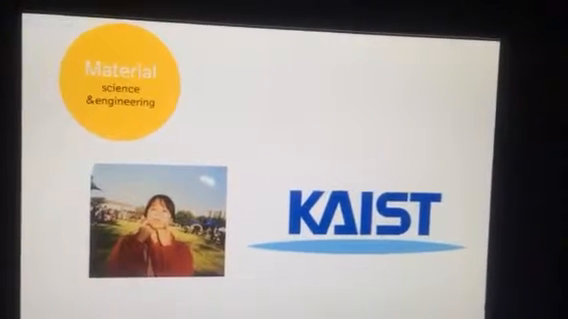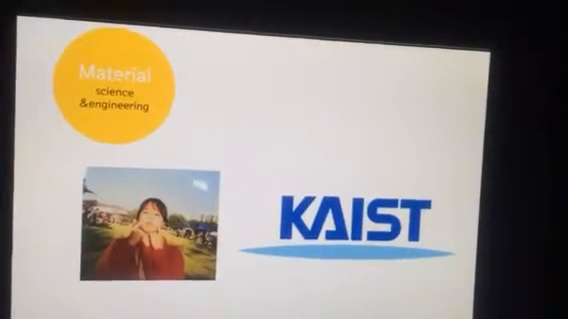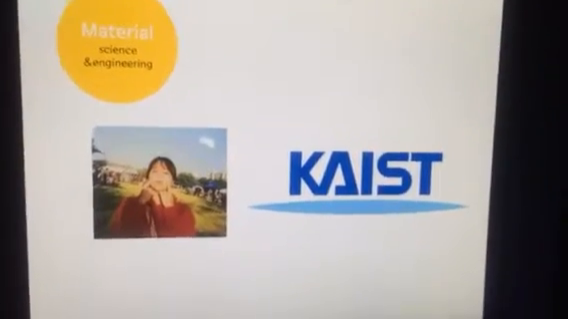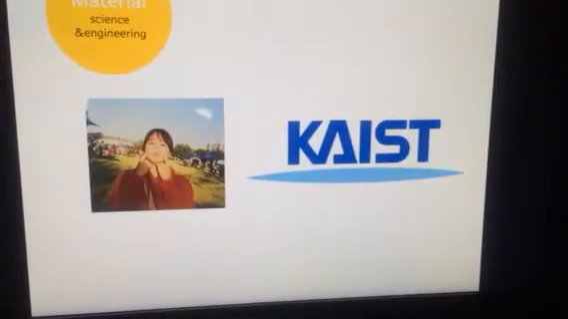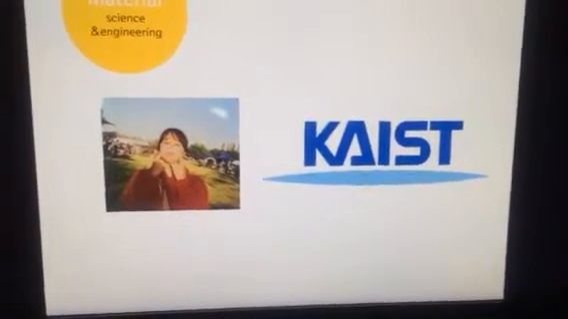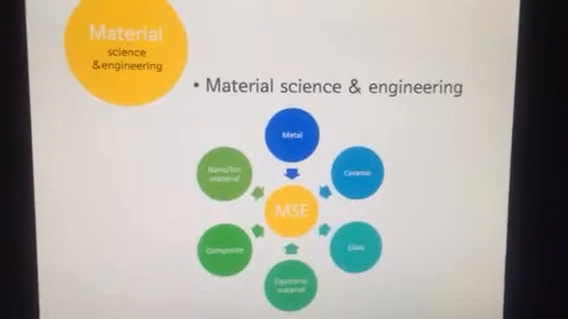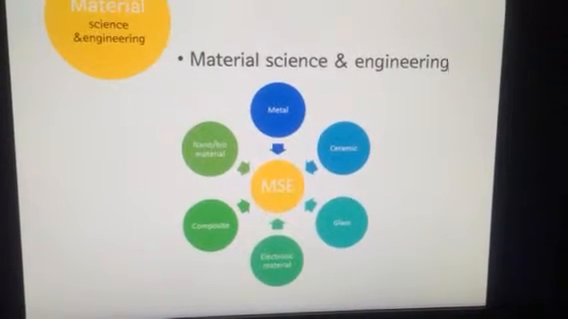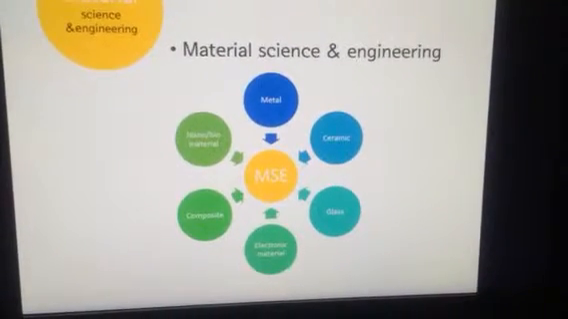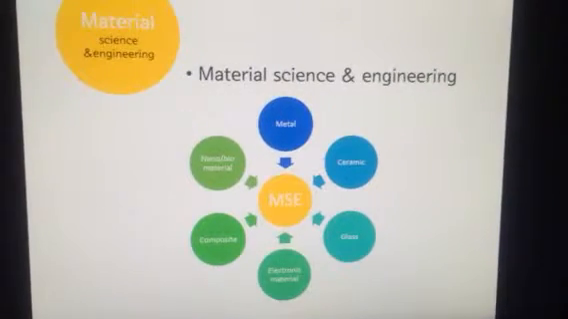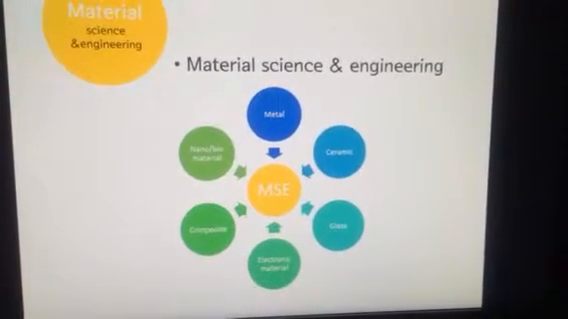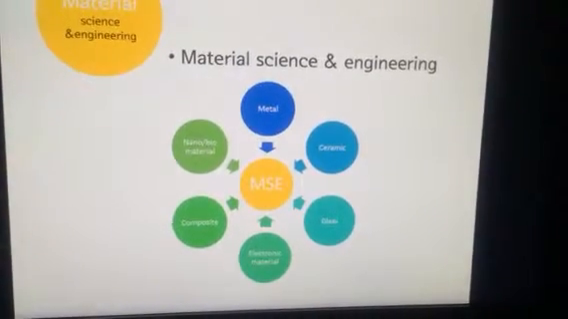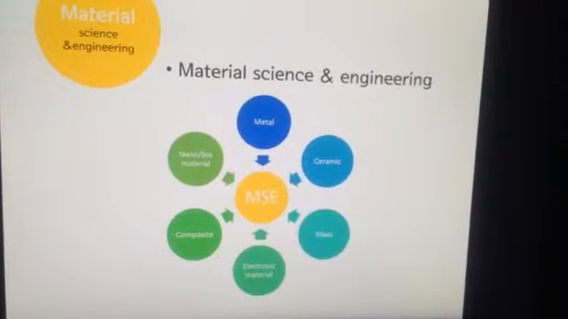I'm Reehyang, a candidate for a master's degree in Material Science and Engineering, and I'm from KAIST, which is a worldwide leader of science and technology located in Daejeon. As the name of the department shows, in material science we study almost every material on earth, from metals to nanobiomaterials, and we also try to synthesize totally new, different and good materials.